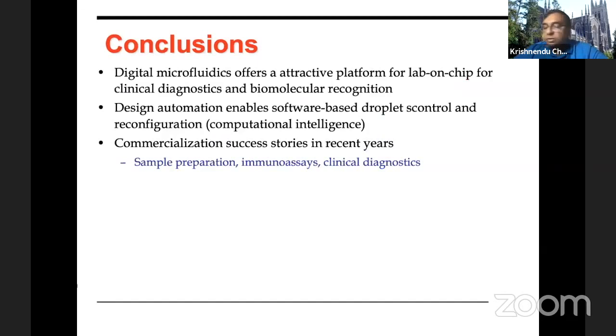So with that, I come to the final few slides. What I've given you is a flavor today. Digital Microfluidics offers a very attractive platform for doing lab on chip for clinical diagnostics and biomolecular recognition. We are using a lot of automation methods from computer science, from algorithms, so that we can control the droplets using software, and do the reconfiguration. I talked about some commercialization success stories. There are products now which are using these kinds of chips.